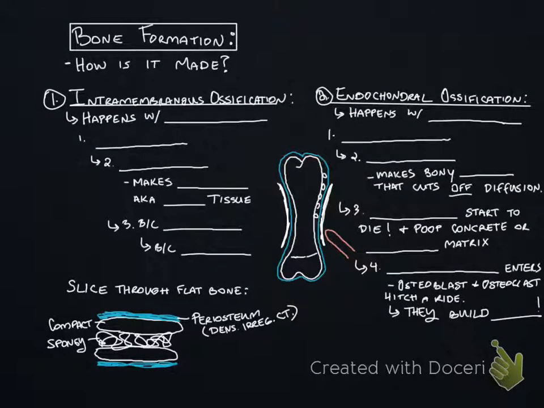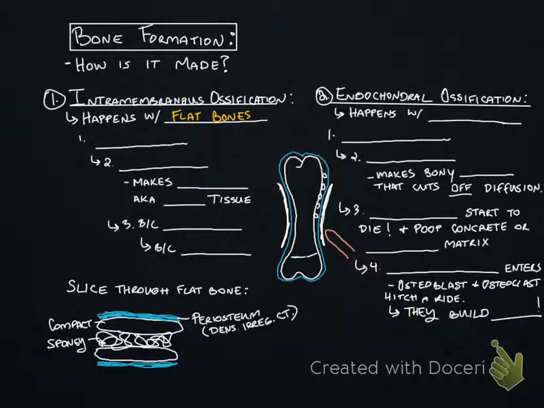Alright, so now I want to talk about how bone is actually formed, or how it is actually made. And there are two basic ways, either intramembranous ossification or endochondral ossification. So intramembranous ossification is how flat bones are made. So this happens with flat bones. And it begins with an existing connective tissue or connective membrane source.